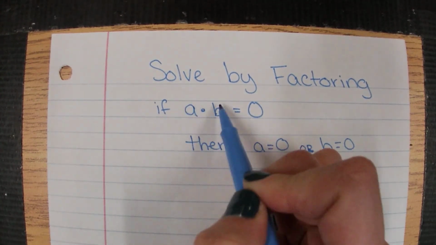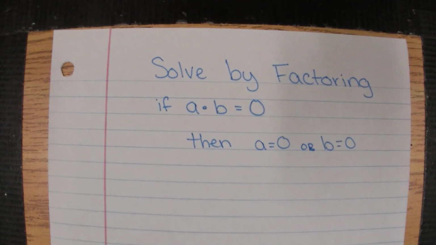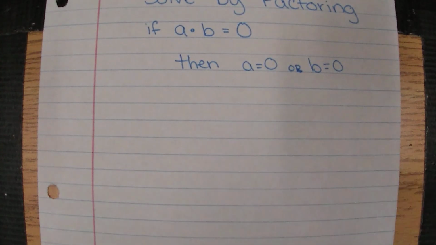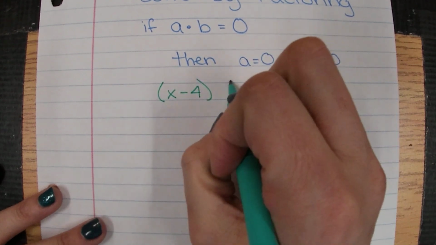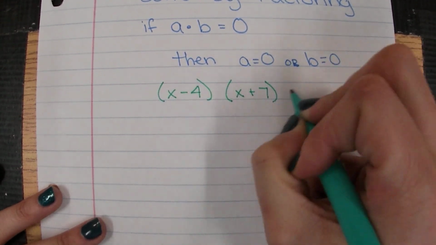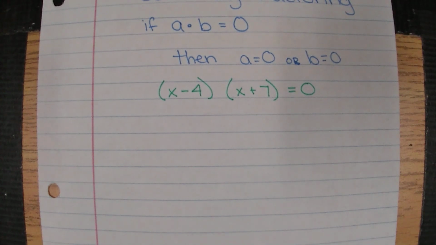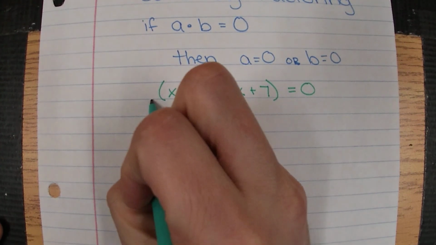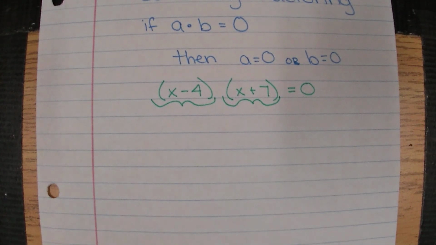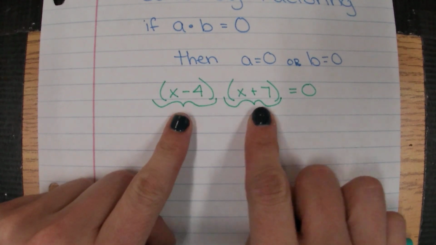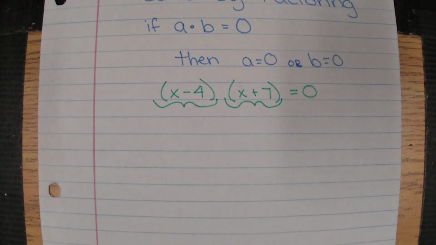Now, the deal is that this a and b could look more complicated. So instead of a equaling 7, I might have a equal to something like a polynomial. So for example, if I have something maybe like x minus 4 times x plus 7 equals 0, right? So here I have two things being multiplied together. I have x minus 4 times x plus 7. So here's my a and here's my b. However, we do still equal 0, which is the key.